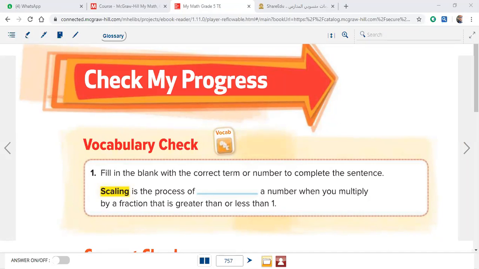Before I start, I'll show you the homework for yesterday. This is the answer for yesterday homework. Number 1, 2, and 3. Okay, already I sent it in the WhatsApp group.